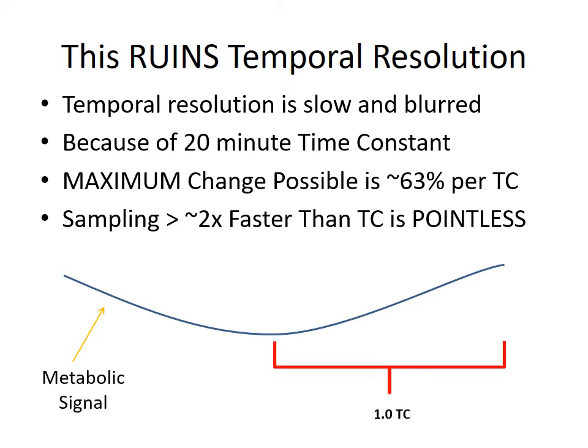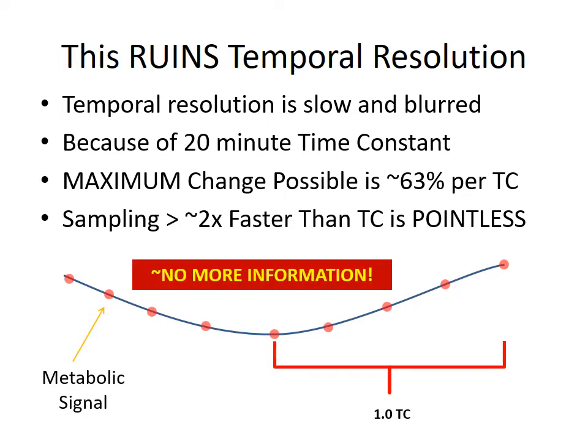So let's look at a metabolic signal. And here is one time constant. You can see the metabolic signal does indeed change modestly during that time constant. If we sample that signal once every time constant, we get a fair approximation of what's happening underneath. If we sample twice, we get a better approximation. And if we start sampling more and more frequently, the degree to which the improvement occurs is rapidly diminishing, until very rapidly, basically, you can sample more often, but you're not getting any more information from that waveform because of the slow time constant.